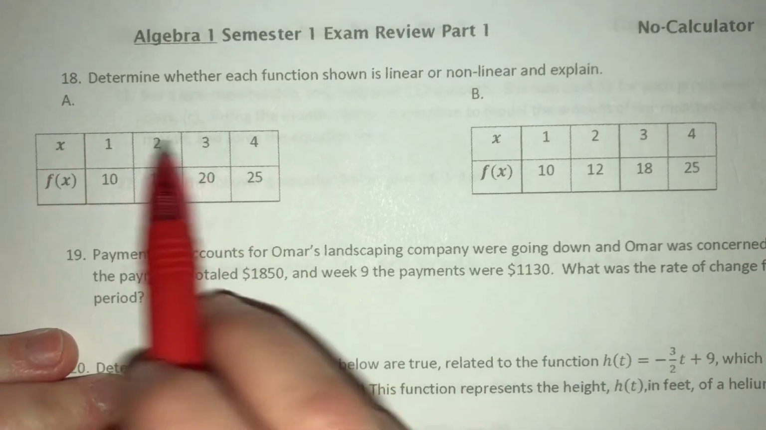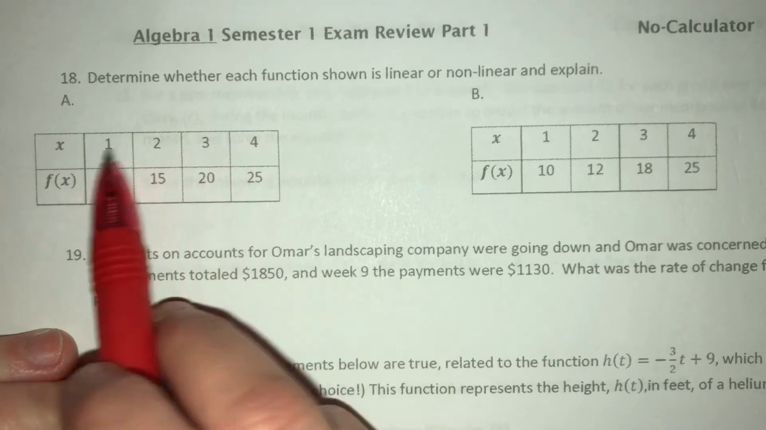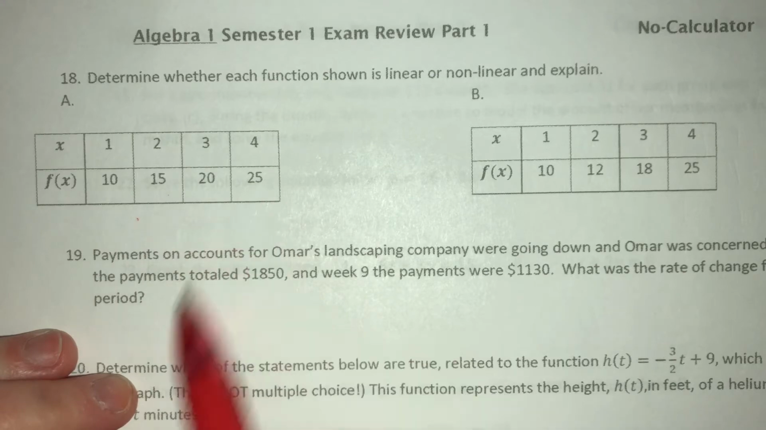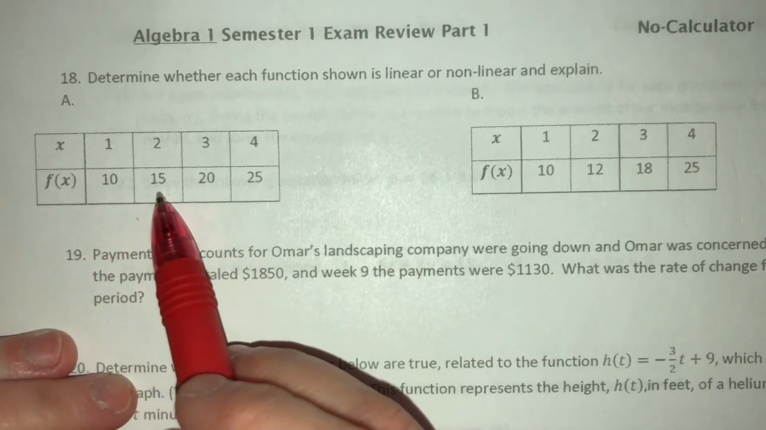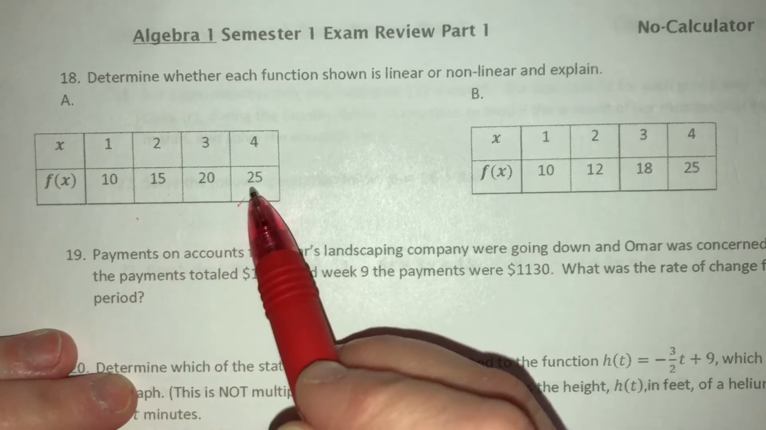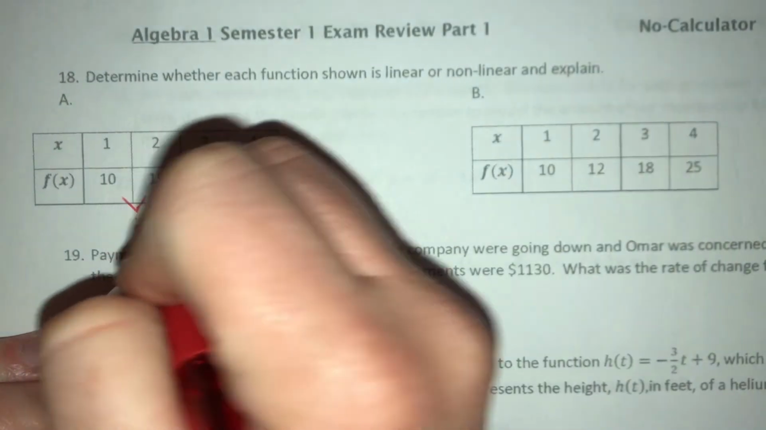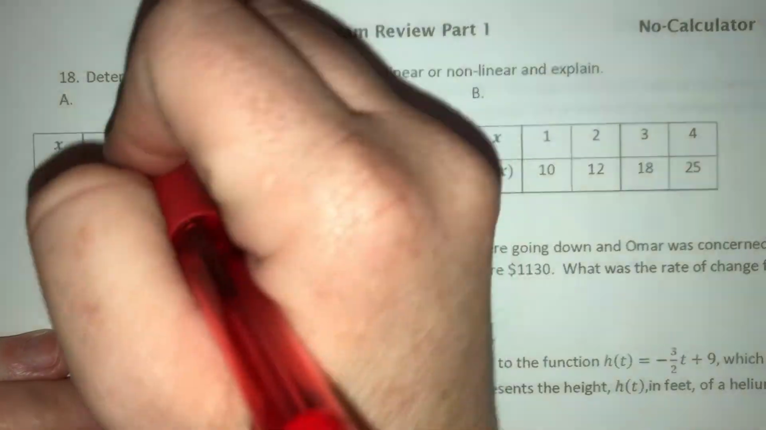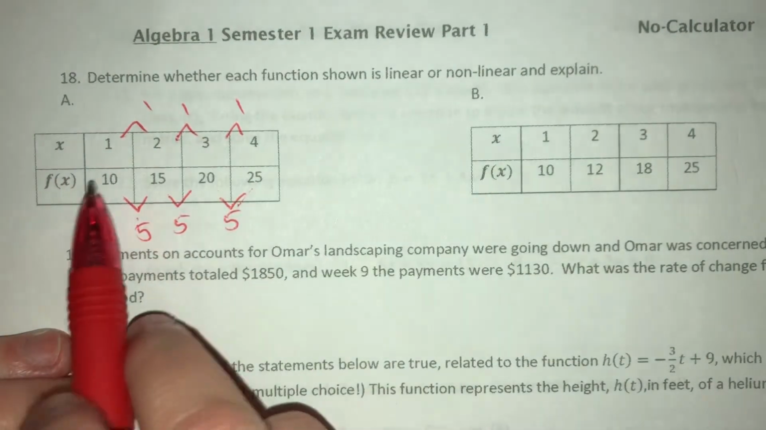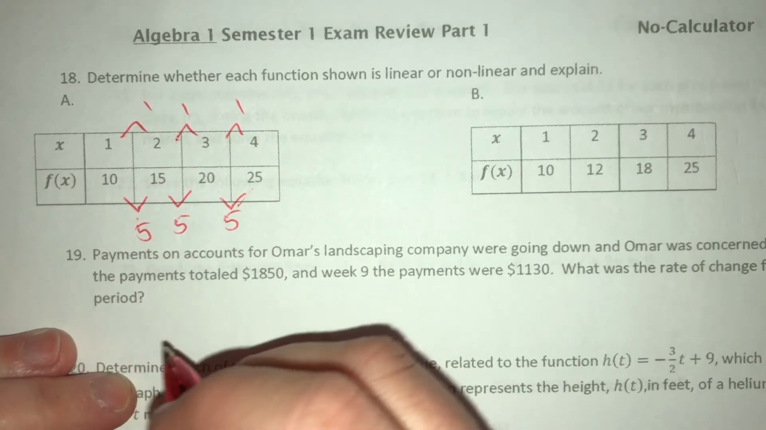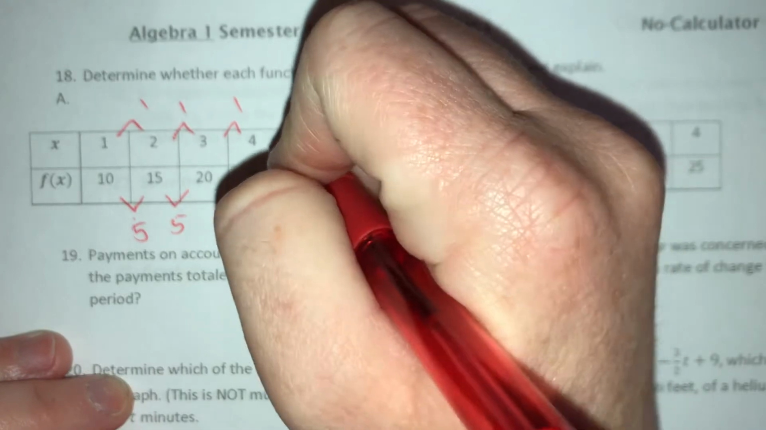So here, x is changing at a constant rate. It's just going up by 1 continuously. Is y going up by the same rate? This is going up 5, this is going up 5, and this is going up 5. So yes, it is. On top, each of these is going up by 1. So the ordered pairs are changing at a steady, constant rate. So this is a linear function.